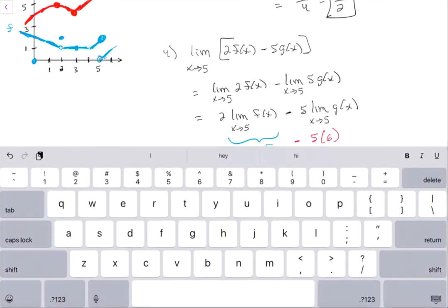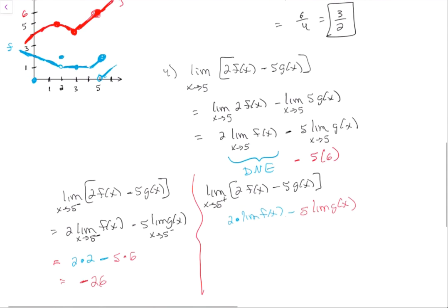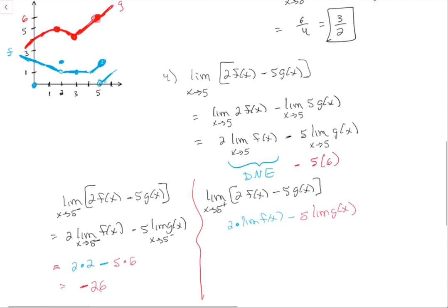Alright, I'm going to get a little sloppy here. I really should be writing x approaching 5 from the right underneath each of those limits. I just want to have the conversation here. So as x approaches 5 from the right on my blue graph, f is trying to get to 0. So I'm getting 2 times 0 minus 5 times, and again, g as x approaches 5 from the right is trying to get to 6. So I'm getting 0 minus 30, and that's going to give me negative 30.